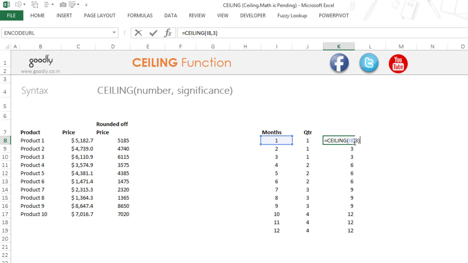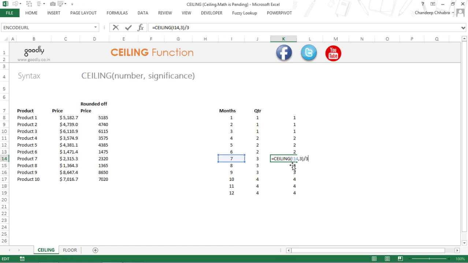Now what I'm going to do is take this ceiling function that is giving me the next multiple of 3 and then divide this by 3. So 3 divided by 3 is going to give you 1 and 6 divided by 3 is going to give you 2. Here we had 9. 9 divided by 3 is going to give you 3 and then finally 4. So you can see how we can generate quarter numbers using the ceiling function. So that was the ceiling function.